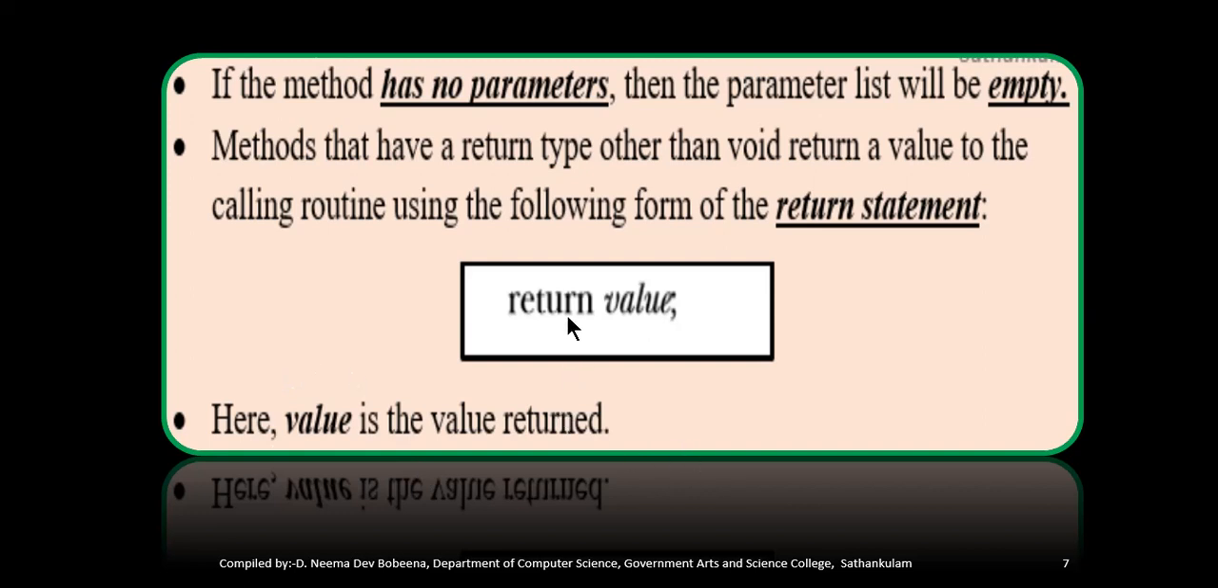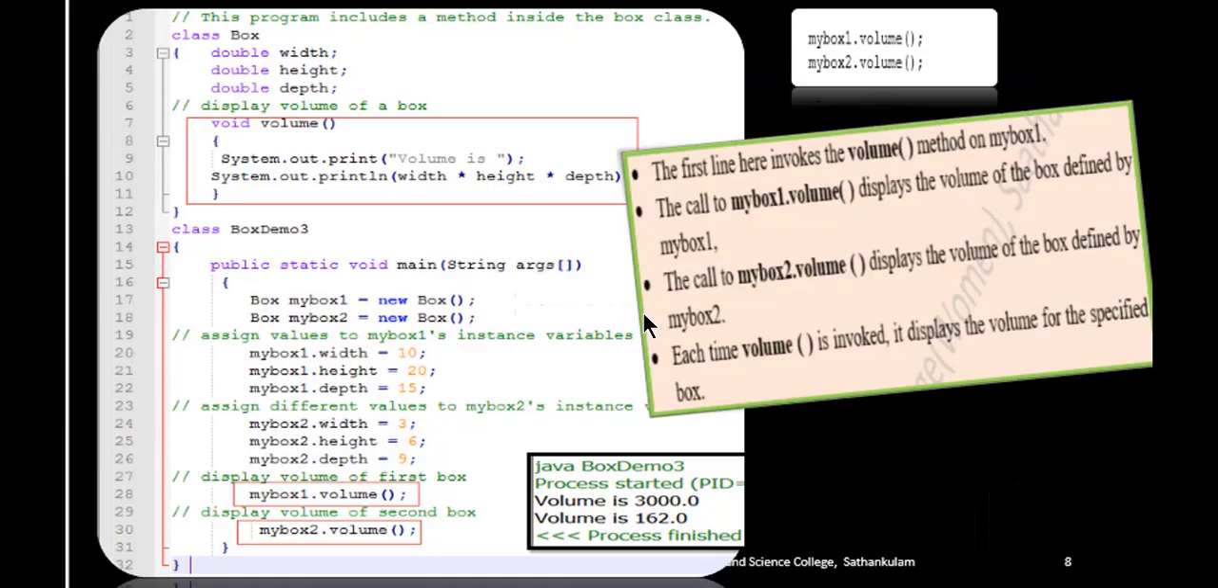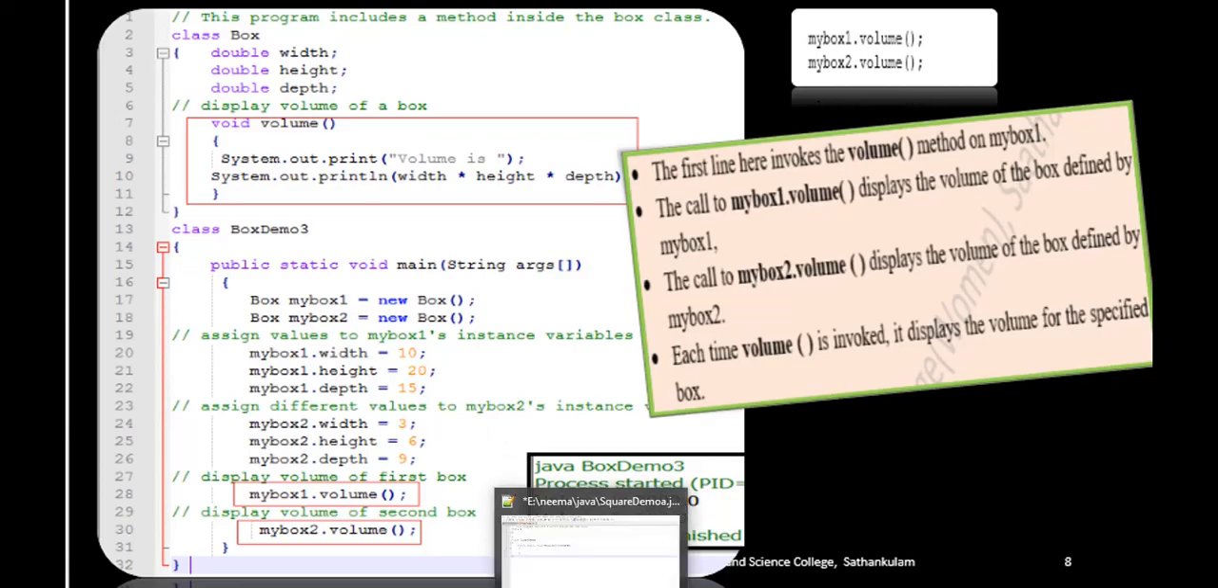The syntax for returning a value is return. Return is the keyword followed by that value. It can also be an expression. Methods can have a return type other than void also. The value returned is specified by this variable value. Now we will see an example.